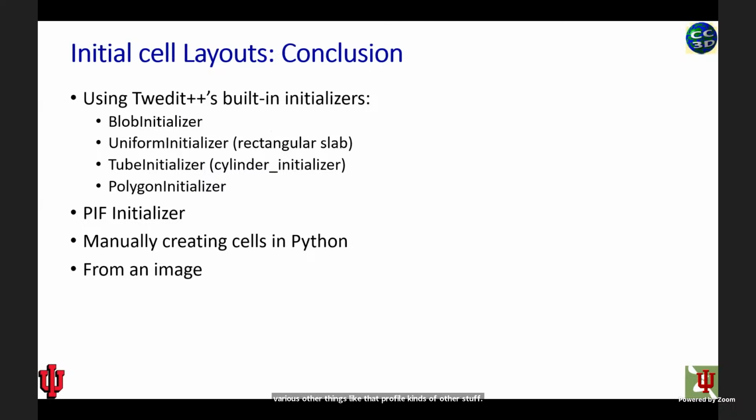So we went through that all pretty quick. We talked about Twedit's built-in initializers: Blob for doing circular-ish regions, UniformInitializer for doing rectangular slabs, TubeInitializer for cylinders, and PolygonInitializer for irregular polygons, just defined by a sequence of points around a shape, which can be extruded in 3D. We talked a little bit about the PIF Initializer, which is the absolute most fundamental way you could describe every pixel in a CompuCell simulation. We also talked about manually creating cells in Python and reading cells from an image.